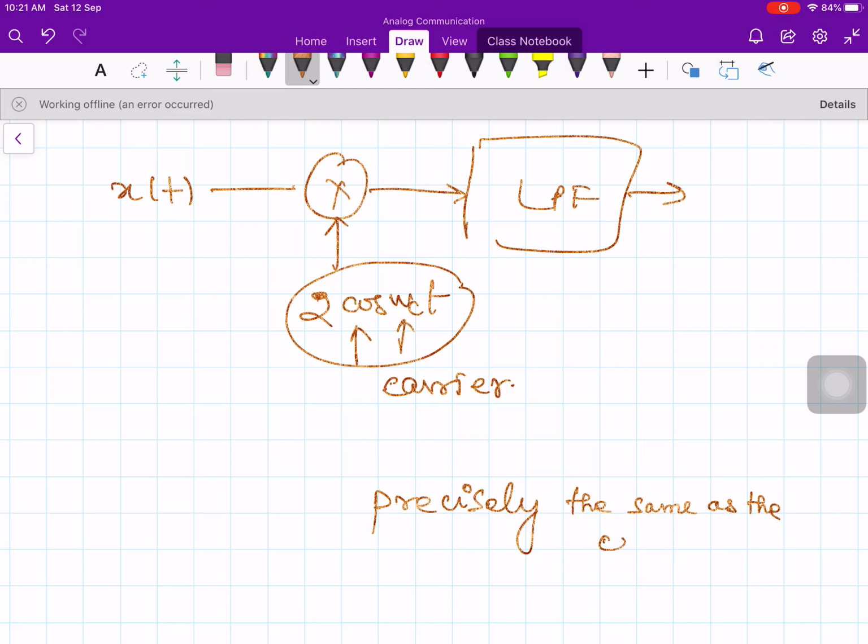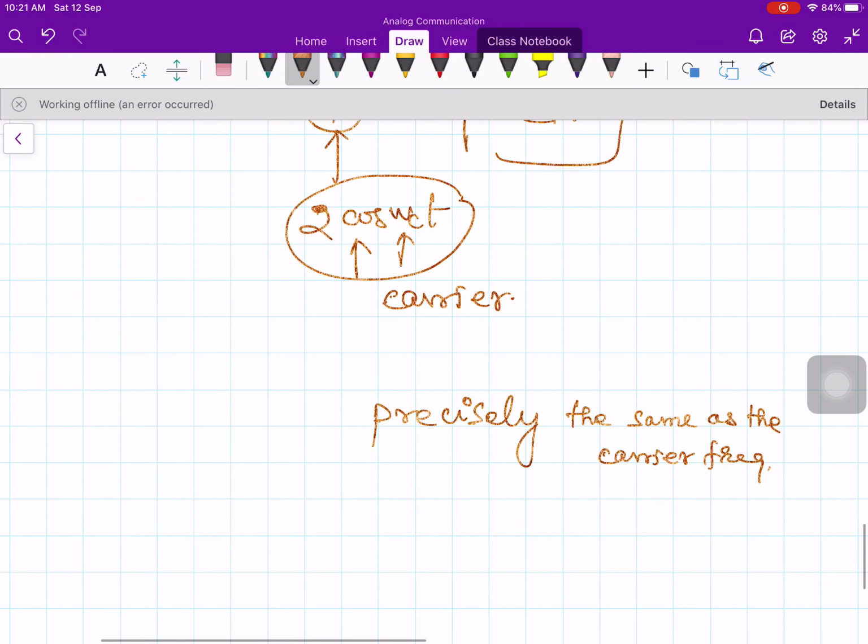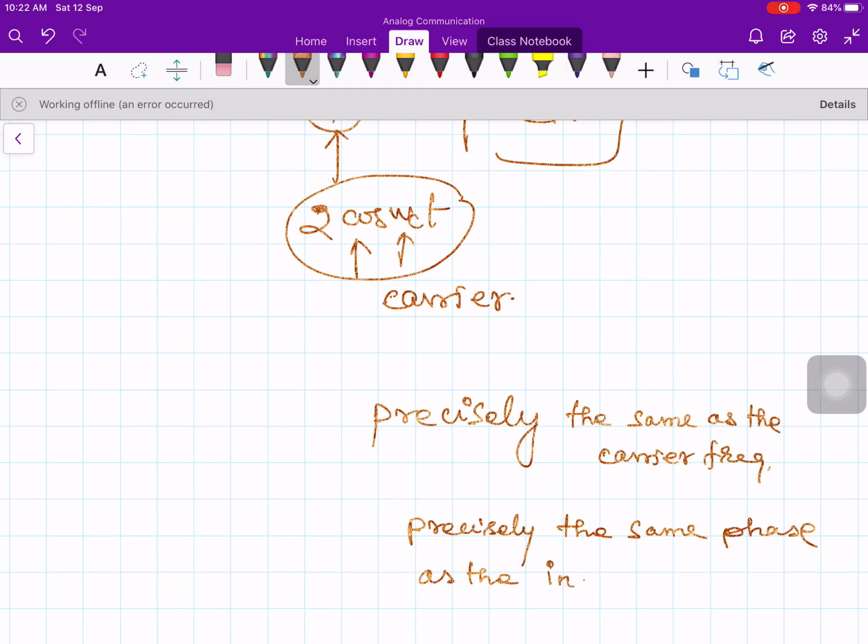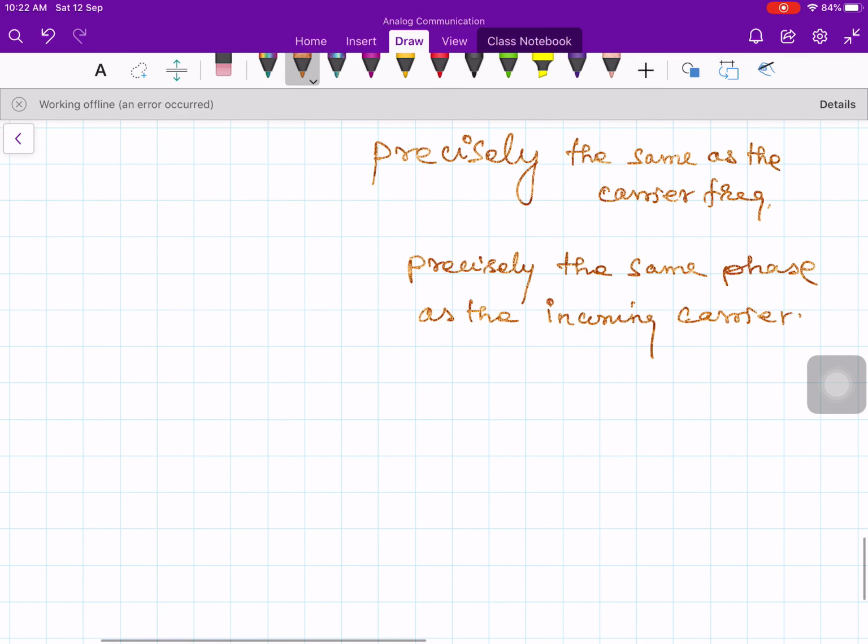as the carrier frequency, and phase also. Precisely the same phase as the incoming carrier signal. Otherwise, you cannot demodulate. Let us see why we cannot demodulate.